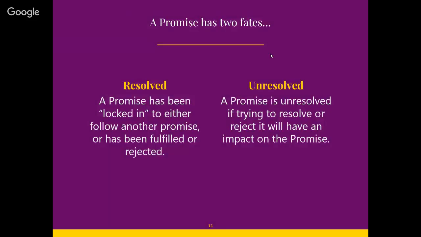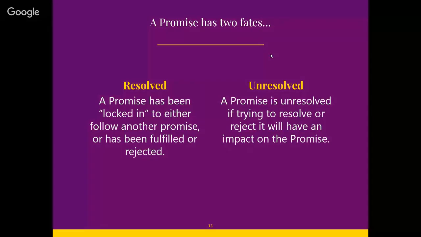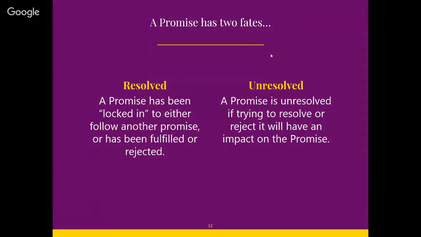All right, so we talked about the states of a promise. Now let's see the fates of a promise. A promise has two fates, resolved or unresolved. These two are mutually exclusive as well. Remember, we said that a promise cannot be rejected and then go to fulfilled. So in similar terms, a promise cannot go from unresolved to resolved, or vice versa.